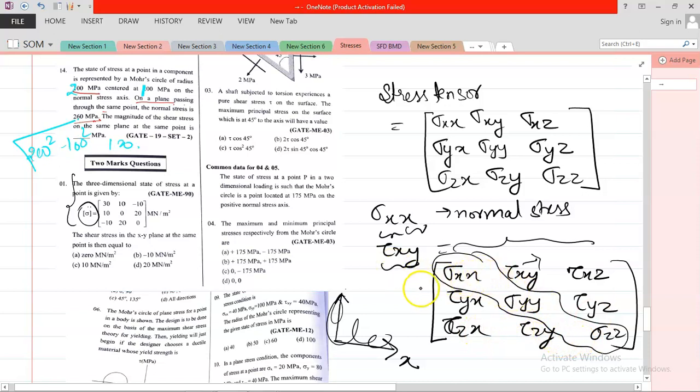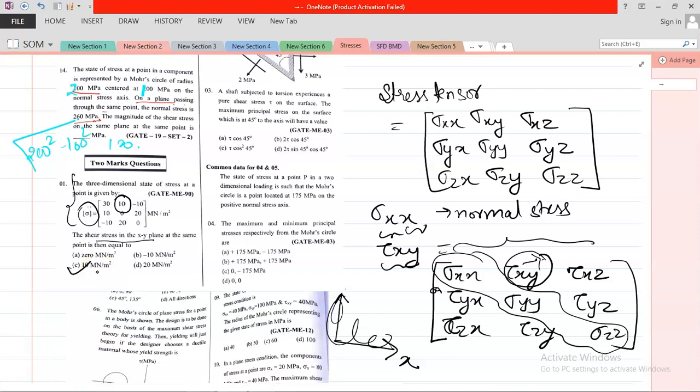So if you consider this particular thing with this graph, it is asked what is the shear stress in the xy plane. So in the xy plane, the shear stress is tau xy. Second position is this 10 megapascal. So the answer is 10 mega Newton per meter square, that is 10 megapascal.